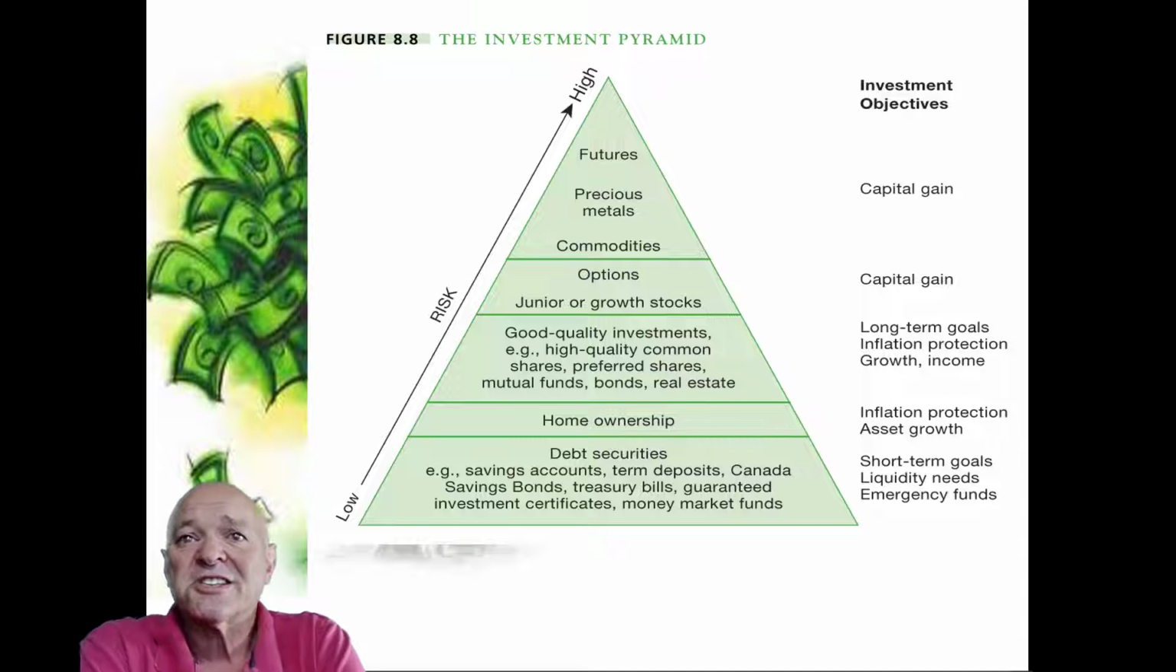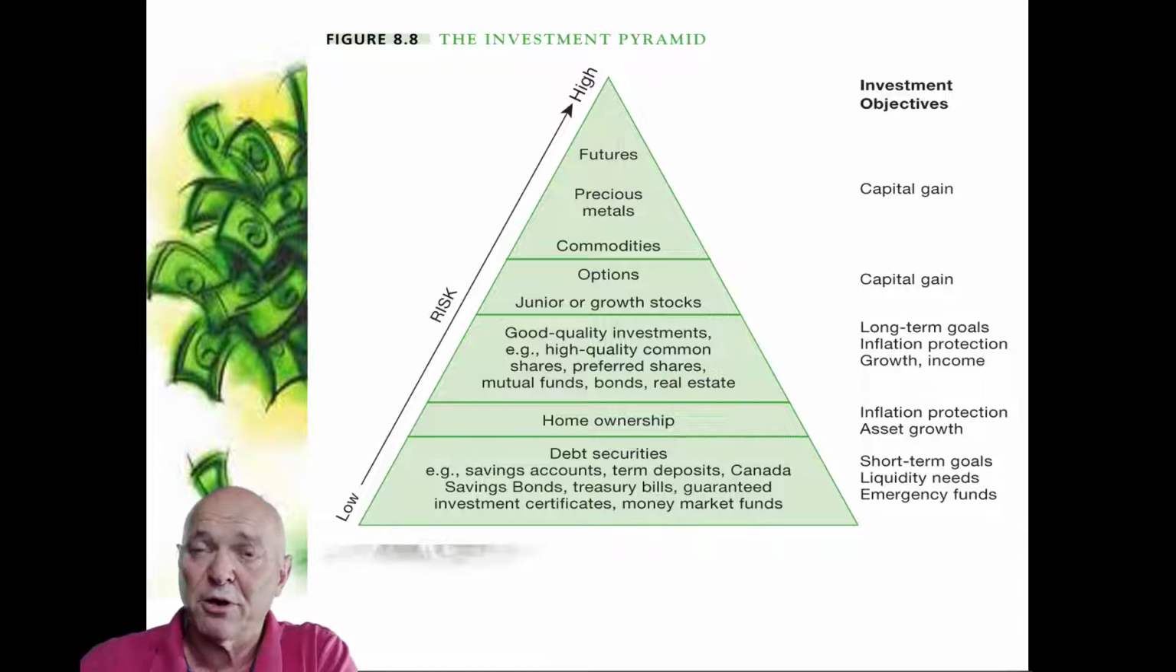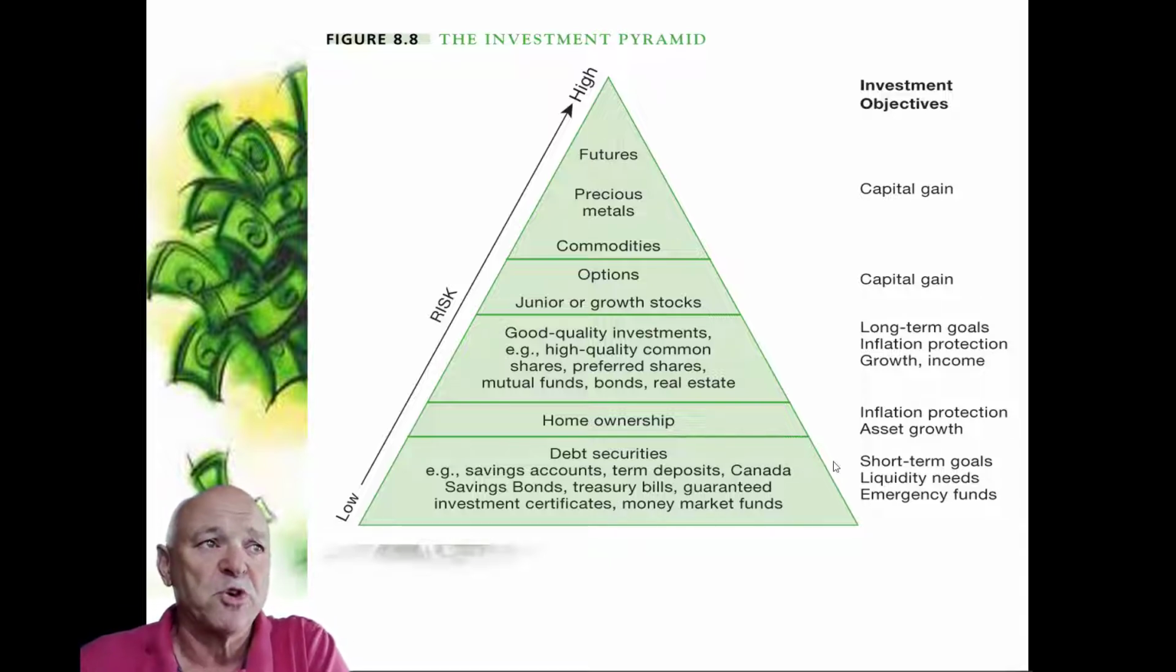Here we've got a quick summary of some of those other alternatives. Very low risk at the bottom of the pyramid includes things like debt securities, savings bonds, term deposits, Canada savings bonds, treasury bills. These type of safe investments are characterized as being perhaps important to meeting your short-term goals because they're liquid. You can cash them in as you need them. They can provide emergency funds. They're very good for collateral if you're going to use them to borrow, especially in the short term. Of course, having a house is also another type of investment, and houses tend to rise in value with inflation, so you get some inflation protection, and you expect that real growth will be reflected in the value of your house, at least over a long period of time.